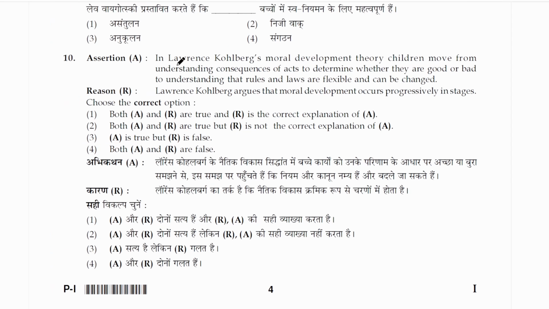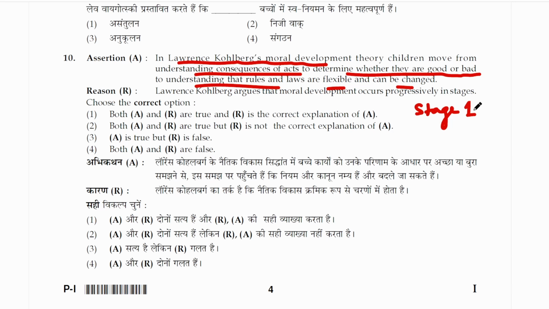This is from Lawrence Kohlberg, which says, in Lawrence Kohlberg's moral development theory, children move from understanding consequences of acts to determining whether they are good or bad, to understanding the rules and laws are flexible and can be changed. So yes, this is true, because when we are moving from stage 1, where we are talking about the consequences and whether they are good or bad, and then we go to stage 2, when rules and laws are flexible and can be changed. So yes, assertion is true.